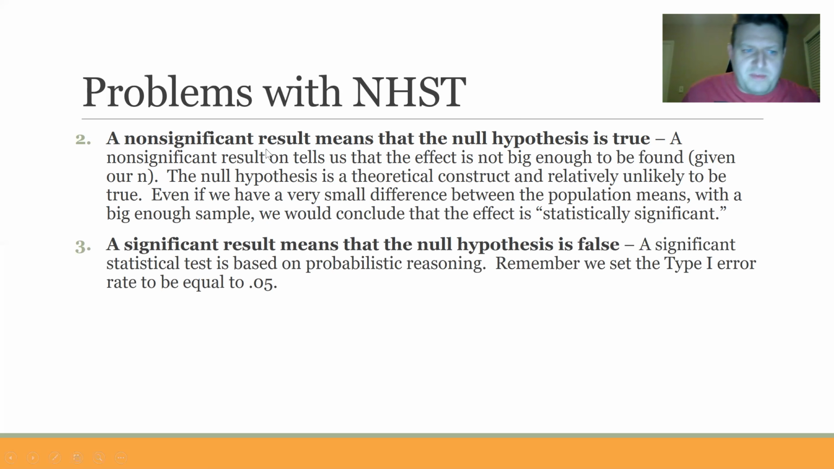Another popular misconception is that if we find a statistically significant result, if we reject the null hypothesis, this means 100% of the time that the null hypothesis is false. And this is not true either, okay? Remember, we set the type 1 error rate, we set alpha to be 0.05. So if the null hypothesis is true, there is a 5% chance that we are going to reject the null hypothesis when in fact it is true, okay?